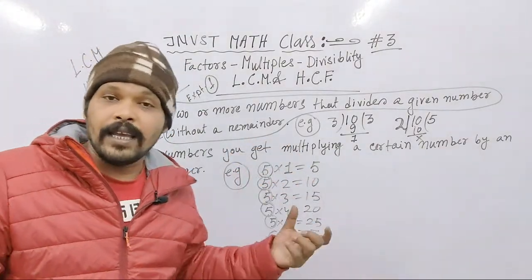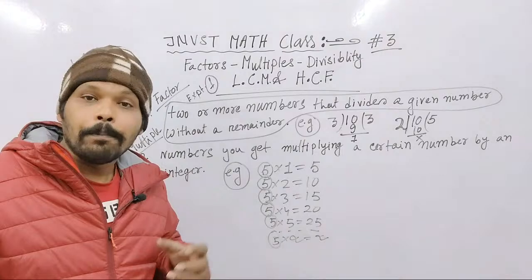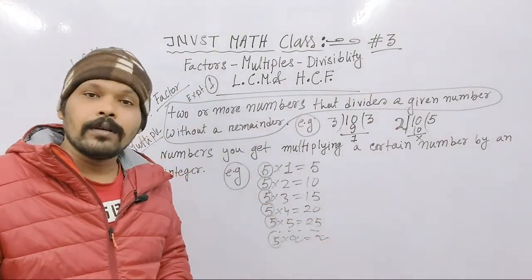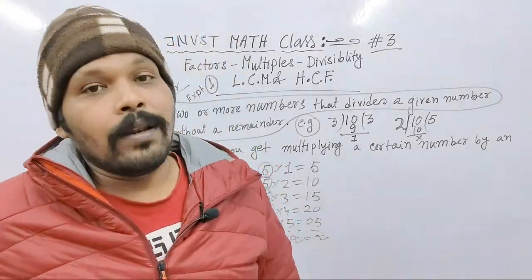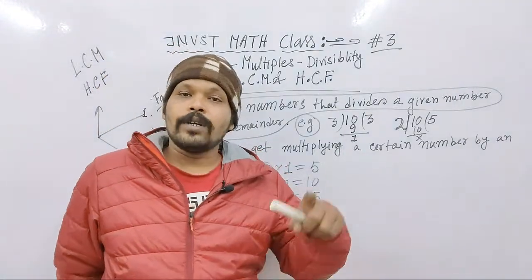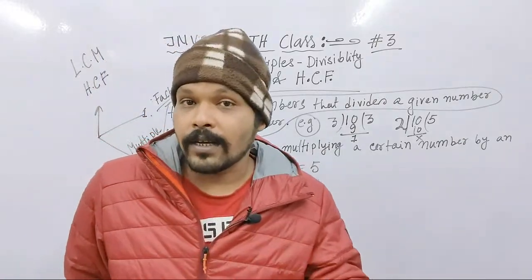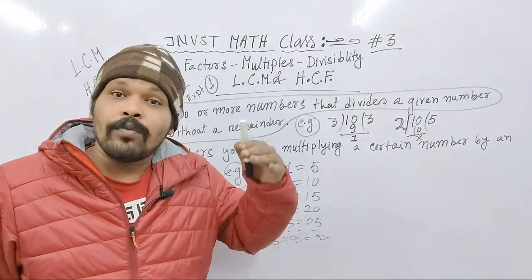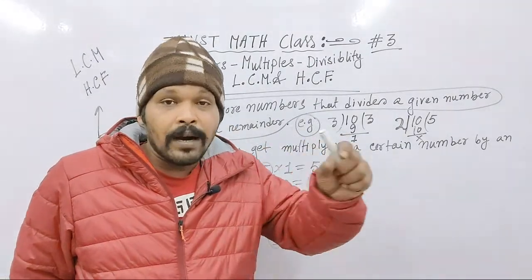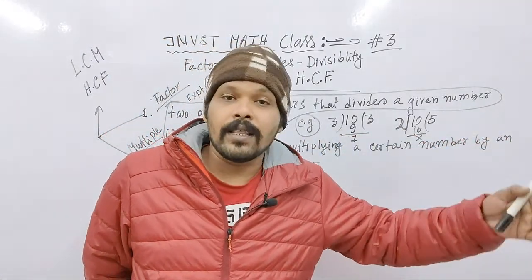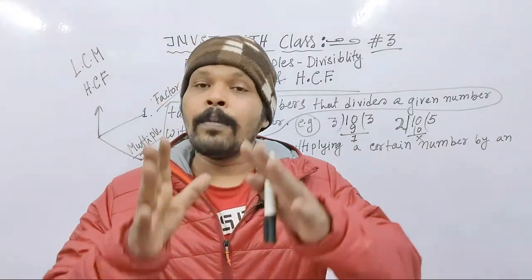The multiples of 5 are 5, 20, 25. That means the table. Shortly we can say the table. 5 1s are 5, 5 2s are 10, 5 3s are 15, 5 4s are 20, 5 5s are 25, 5 6s are 30. So the table of a certain number means the multiples one after another. If we put them in order, we get the table. That means the table is the table of multiples.